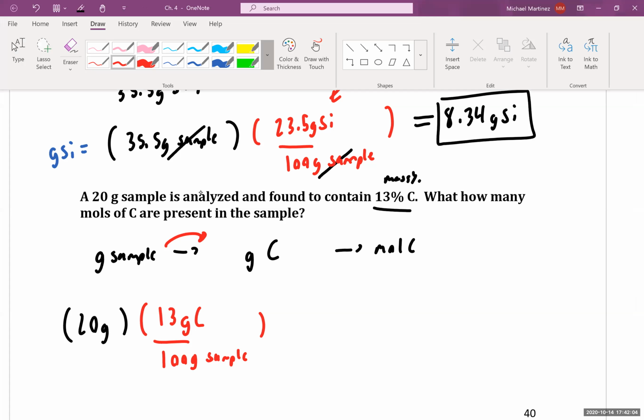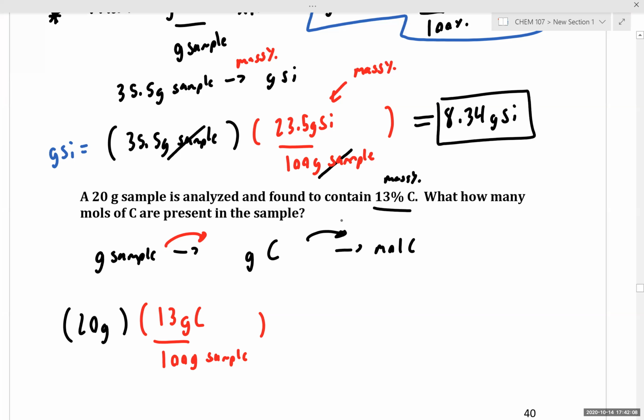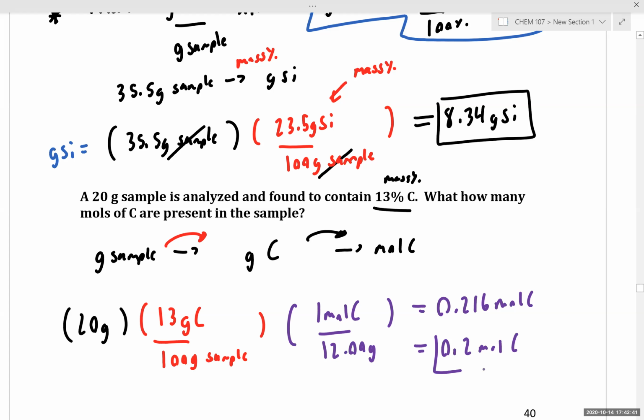Once we have converted to the grams of carbon, to go from the grams of carbon to the moles of carbon, that's just our molar mass. And we know in 1 mole of carbon, we have 12.00 grams. So punching this into our calculator, we have 20 times 13 over 100 divided by 12. That gives us 0.216 moles of carbon, which we round to 0.2 moles of carbon. Does this example make sense?